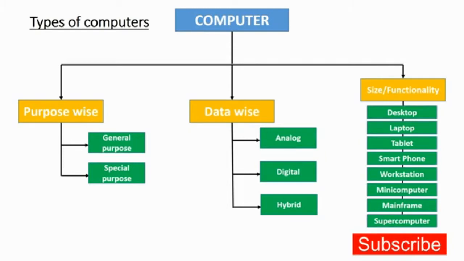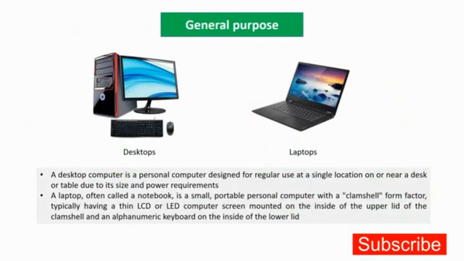If we talk about the purpose wise computers, the first thing that comes is the general purpose computers. A general purpose computer can be a desktop, a laptop, a tablet, or your mobile, the smartphones basically. These are all forms of computers, and they are considered as general purpose computers.